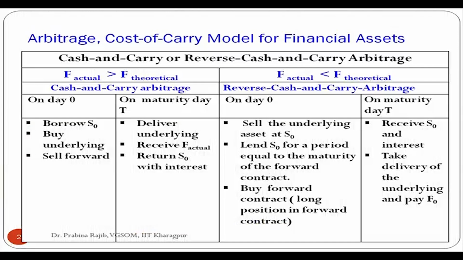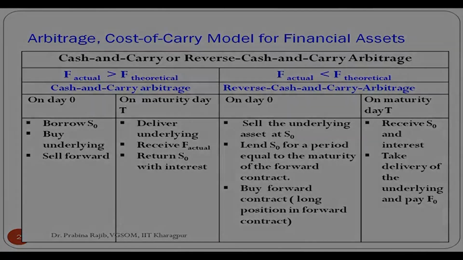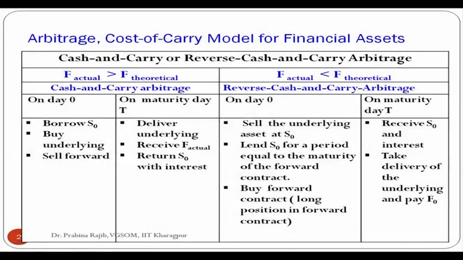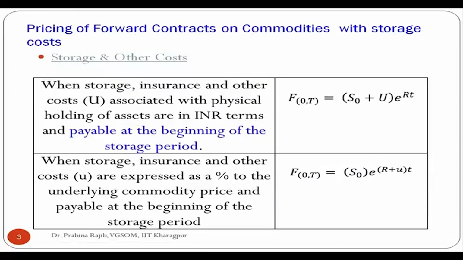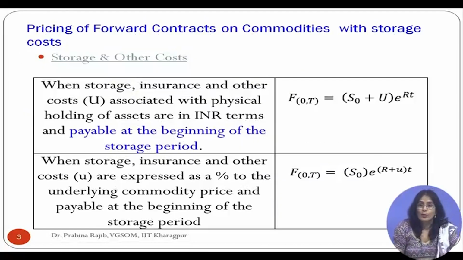So this is just a summarization. We discussed this aspect in detail in the previous session. If the actual price is greater than the theoretical price, we will undertake cash and carry arbitrage, and if the actual price is less than the theoretical price, we will undertake the reverse cash and carry arbitrage. Now let's take an example of a commodity contract.